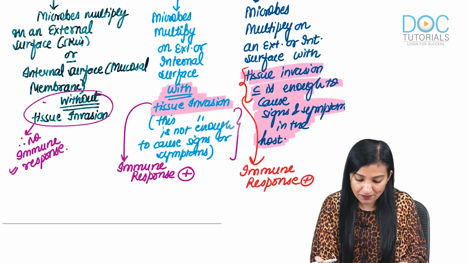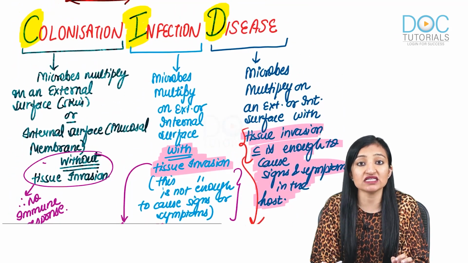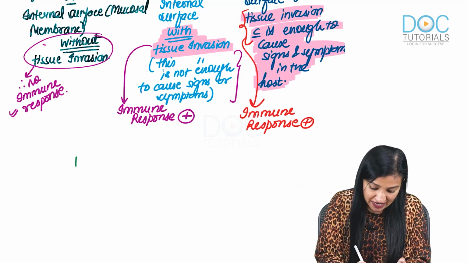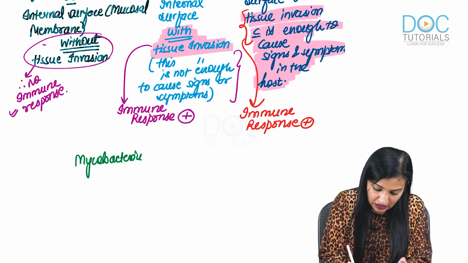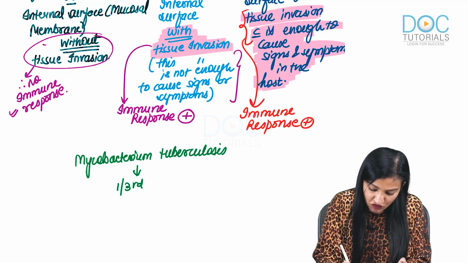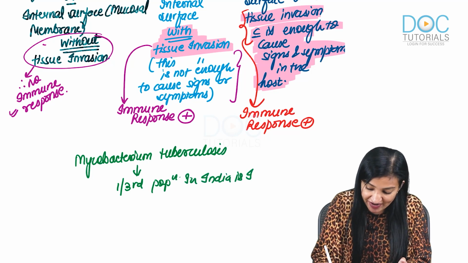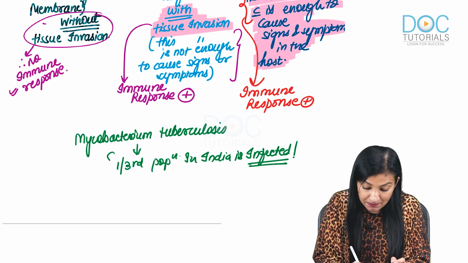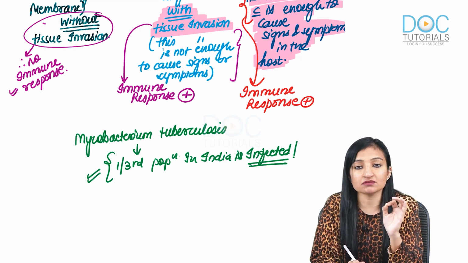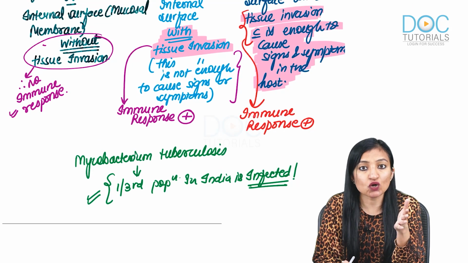Now, a classical example of infection and disease that I can give is Mycobacterium tuberculosis. With this organism, one-third of the population in India is infected. Remember, when we say infected, we mean that this one-third of the population has the organism in the body, and the organism is also causing tissue invasion.